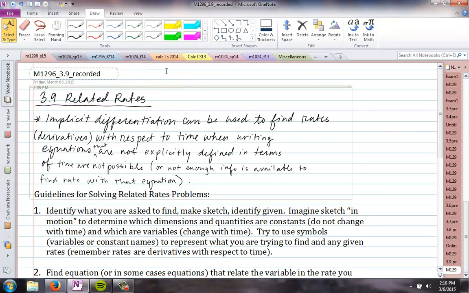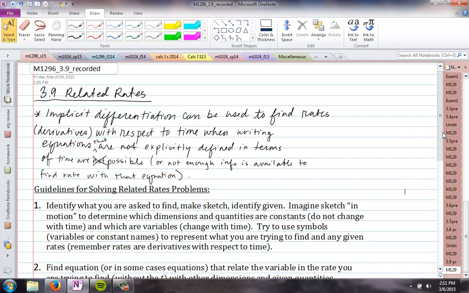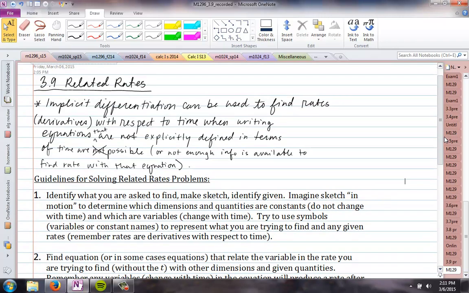3.9 is related rates. Implicit differentiation can be used to find rates, derivatives with respect to time, when writing equations that are not explicitly defined in terms of time is not possible, or not enough information is available to find the rate with that equation. So that's kind of in the abstract, and we'll obviously do a bunch of examples.